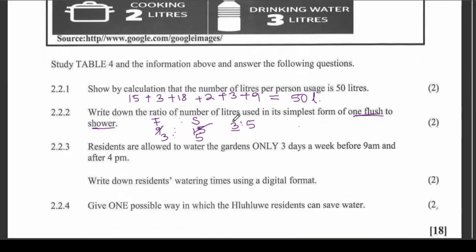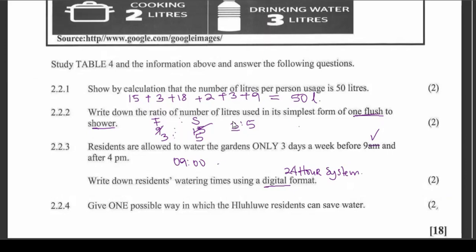Question 2.3.3 to 2.2.3. Residents are allowed to water gardens only 3 days a week, before 9 a.m. and after 4 p.m. Write down the residents' watering time in digital format. When we talk of digital format, we are writing it in the 24-hour system. In the 24-hour system, we don't have AM, but the time in AM remains, so the 9 becomes 9:00.